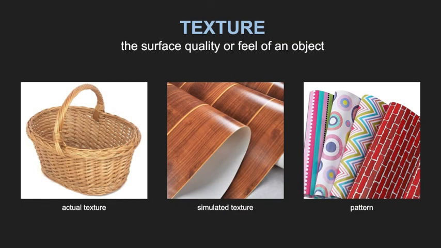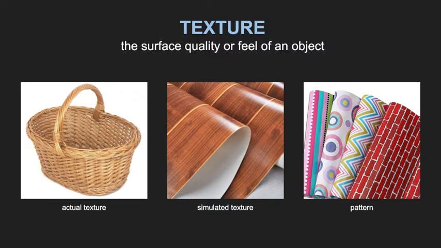The second component of graphic design is the texture, which is basically the surface quality or feel of an object. We can recognize two types of this component. At first we have actual texture, which can be felt with fingers, and then we have a simulated texture that is suggested by the artist, so it looks like a certain type of material, but you can't really feel it.